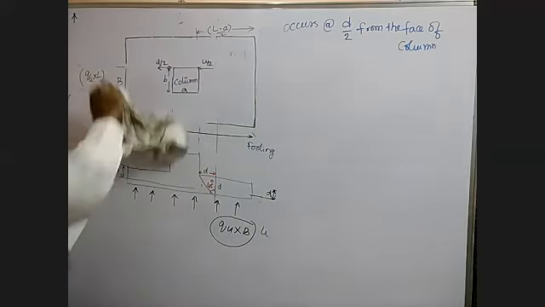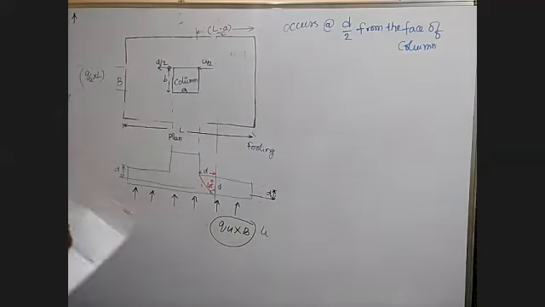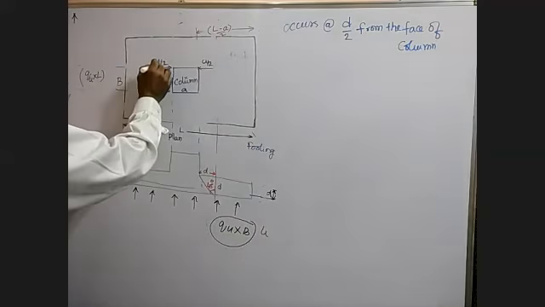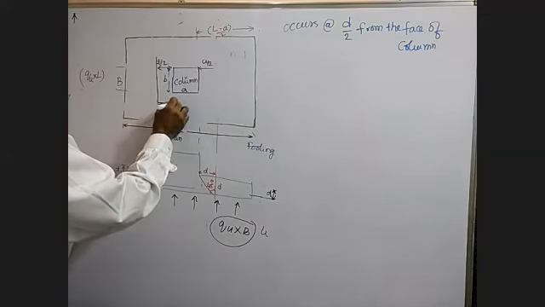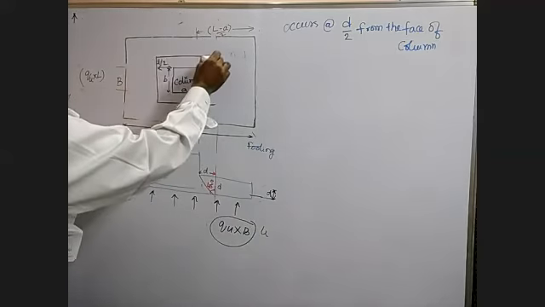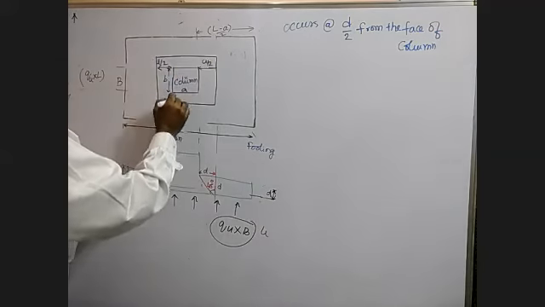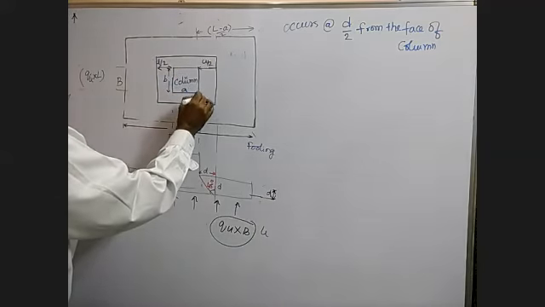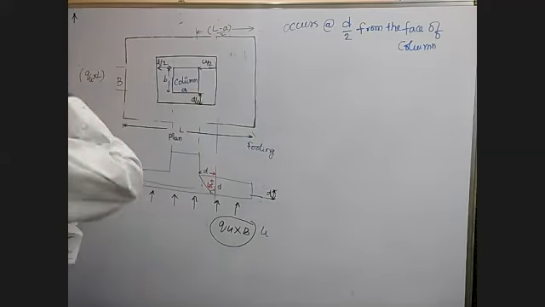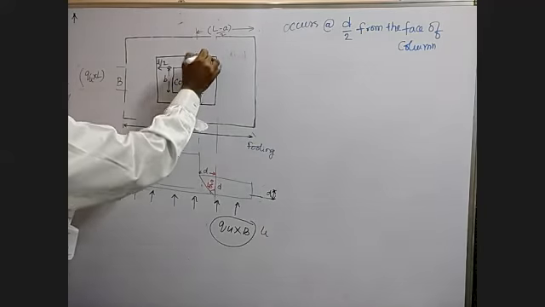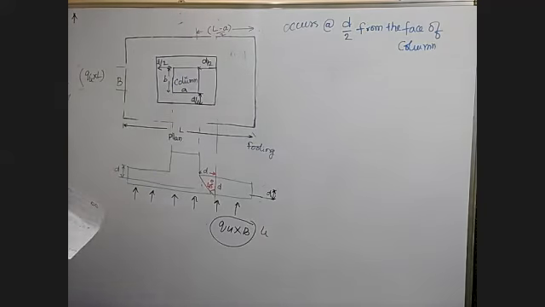From the face of the column, d by 2 distance. This is d by 2. This is d by 2. One way shear acts at distance d, and two way shear acts at d by 2 distance.